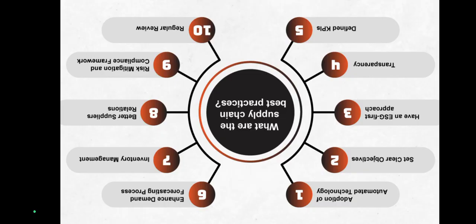Then what are the supply chain best strategies or best practices? Supply chain has best practices.